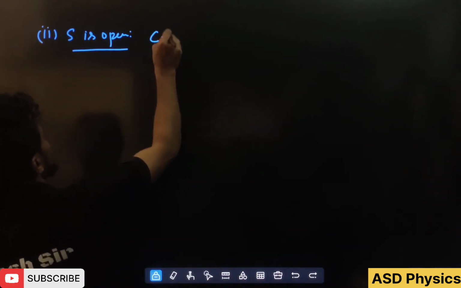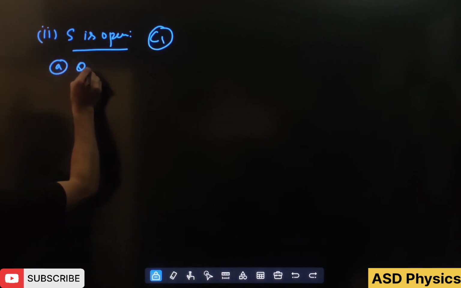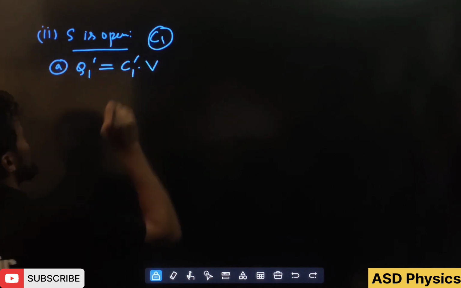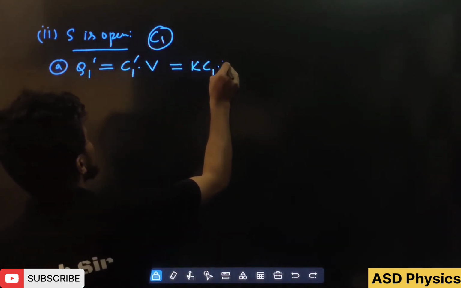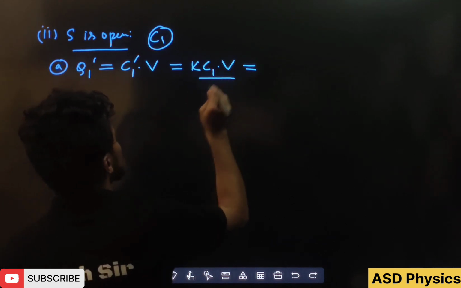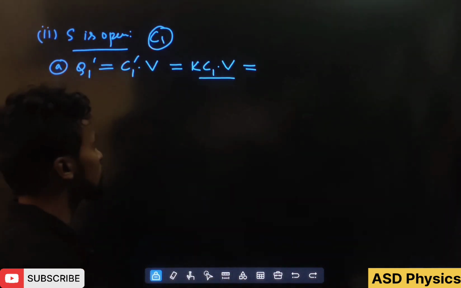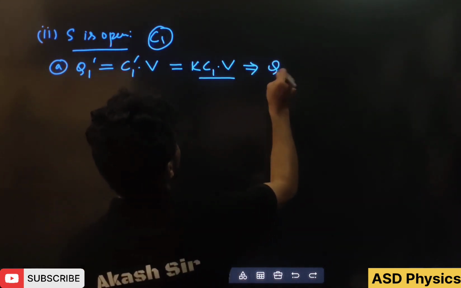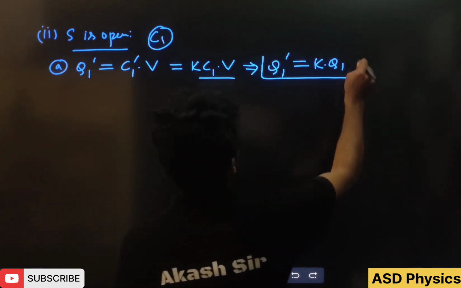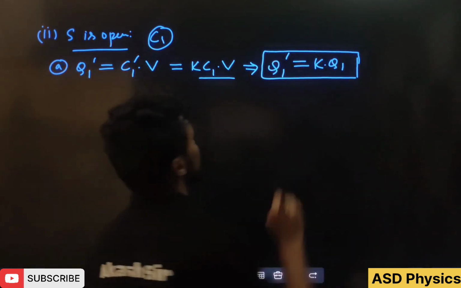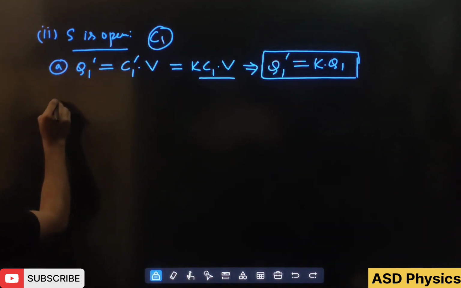Okay, this C1 here. Students, if I ask about the charge, the new charge Q1 dash will become what? It will become C1 dash into V. Anyhow, the potential is the same. And C1 dash, what I have told you, is KC1 into V. And C1V was Q1. So this new charge Q1 dash will become KQ1. We are telling this for C1.